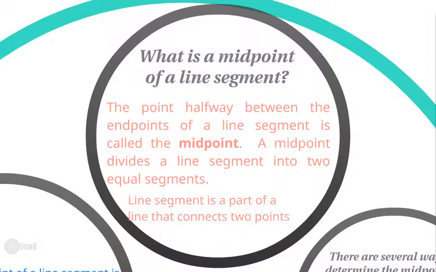What is a midpoint of a line segment? The point halfway between the endpoints of a line segment is called the midpoint. A midpoint divides a line segment into two equal segments. Does anyone know what a line segment is? Well, a line segment is part of a line that connects two points.